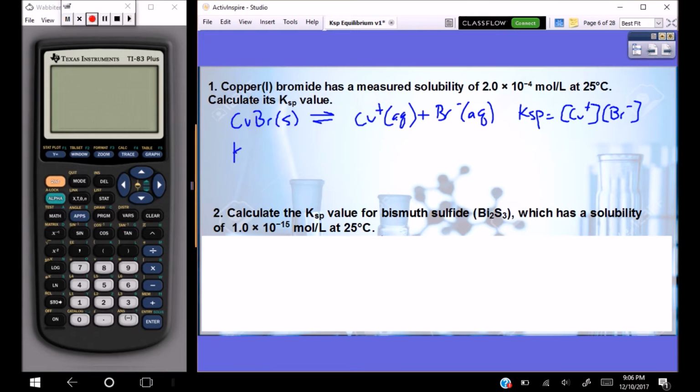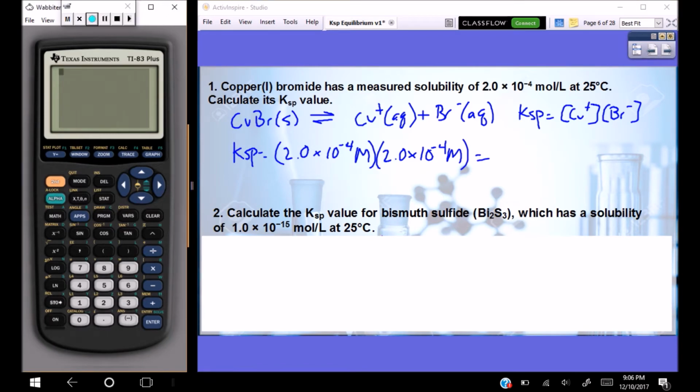We've got KSP equal to 2.0 times 10 to the negative 4th molar for copper plus, and the same concentration for Br-, because it's a 1-to-1 ratio. So on my calculator, 2.0 e to the -4 times 2.0 e to the -4. Could have saved yourself some time just by squaring it, but we get 4.0 times 10 to the negative 8th. This is our KSP value.